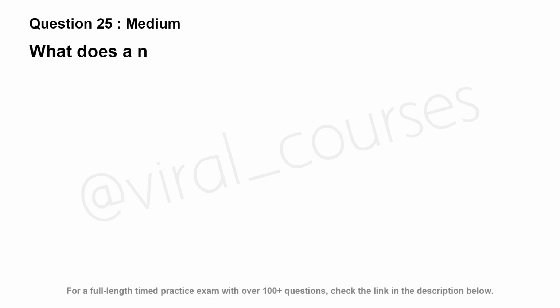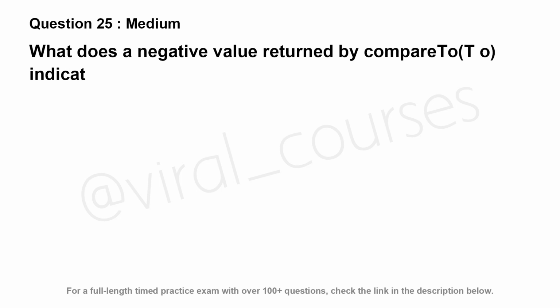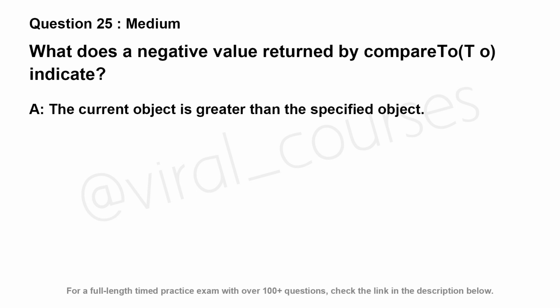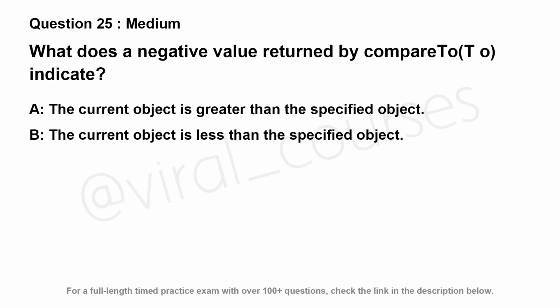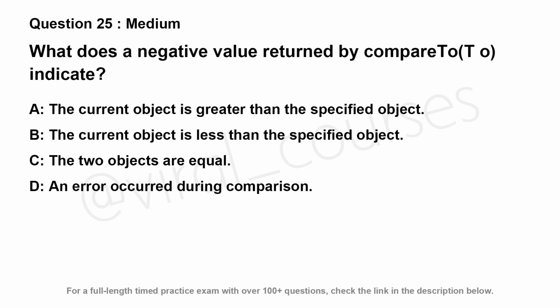What does a negative value returned by compareTo indicate? Option A. The current object is greater than the specified object. Option B. The current object is less than the specified object. Option C. The two objects are equal. Option D. An error occurred during comparison.